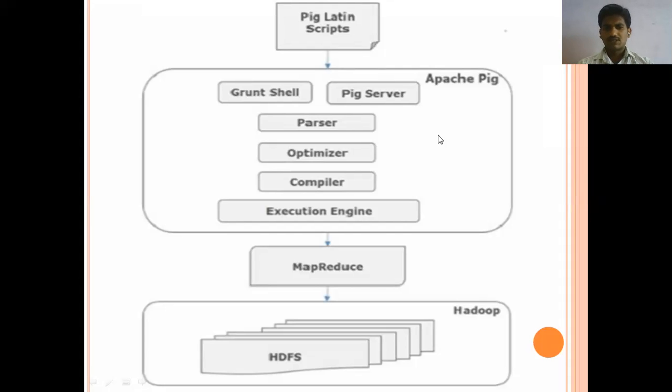Parser, optimizer, compiler, execution engine, map reduce. Then finally the processed data is produced in Hadoop. So if you remember the Hadoop architecture, Apache Pig and Hive are one part, and at the lower level we have data processing. For processing, again we build two parts: the mapper phase and the reducer phase. One is the processing and one is dealing with the data.